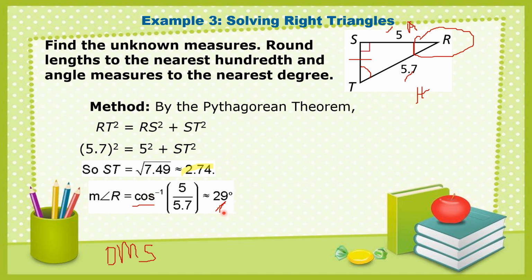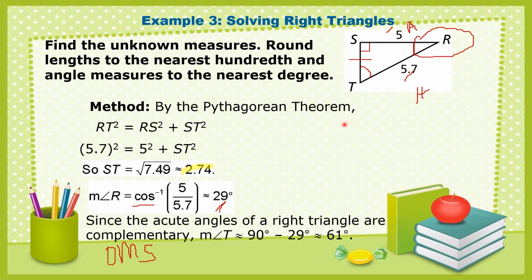29 degrees. So, we already have 90. We also have angle R, which is 29. So, always remember that the sum of the measures of the interior angles of a triangle is always equal to 180 degrees. So, I just add 90 plus 29, subtract it from 180. So, it is equal to 61 degrees. So, angle T is 61 degrees.